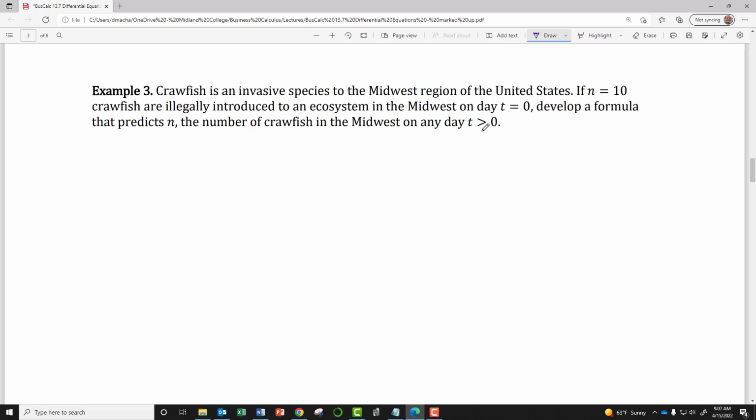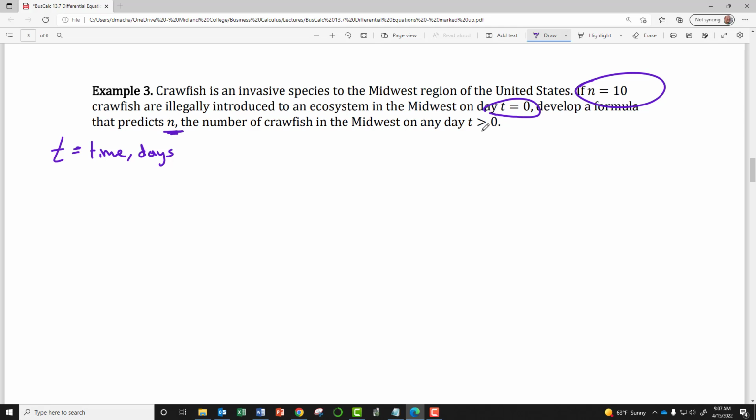So let's say that someone brought a cooler of 10 crawfish and illegally dumped them into a lake in the Midwest on a day that corresponds to t is equal to 0. And let's say that t is going to represent time in days here. We're going to develop a formula that predicts the number of crawfish in the Midwest on any day after you dumped the crawfish into the lake, right?